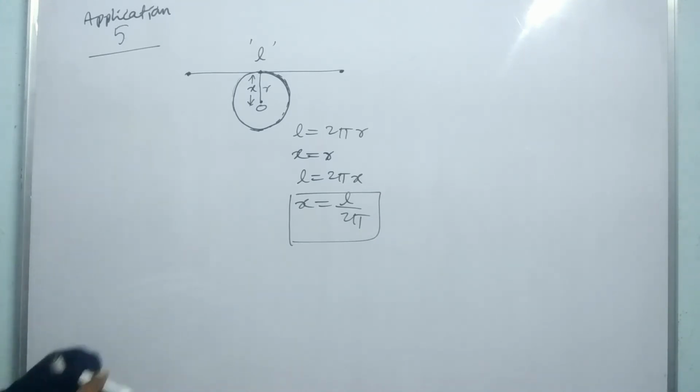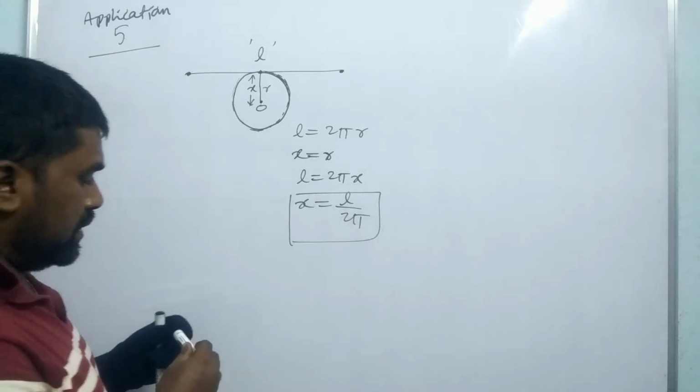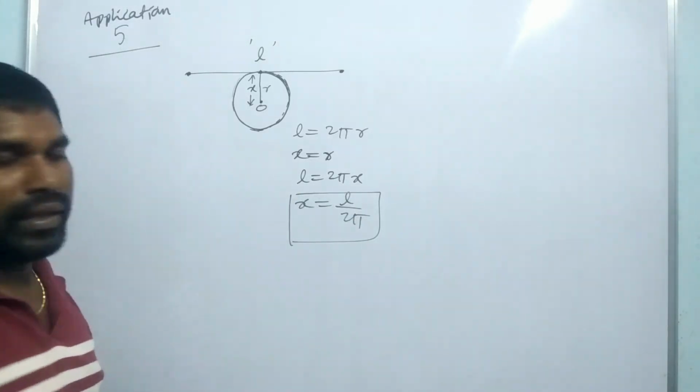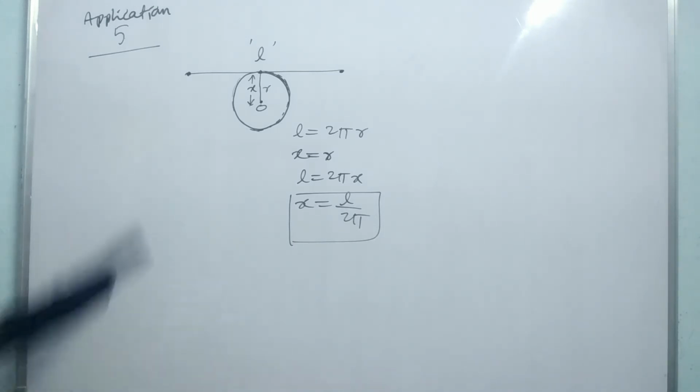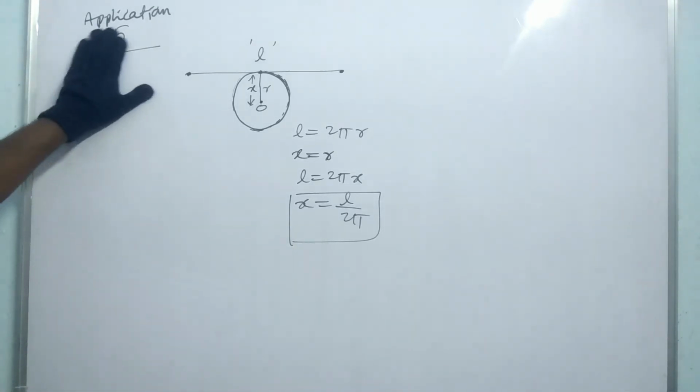What is the shift in the center of mass? That is x equal to L by 2 pi. Clear? Right. And one more case we have to see.